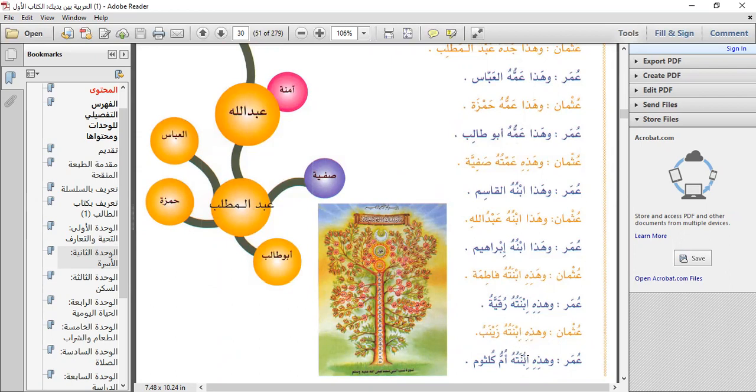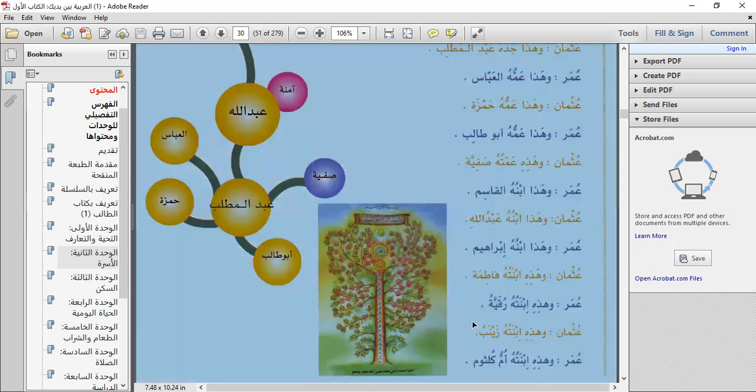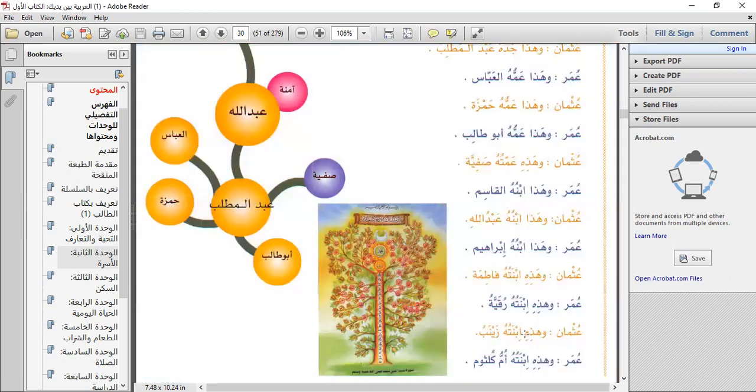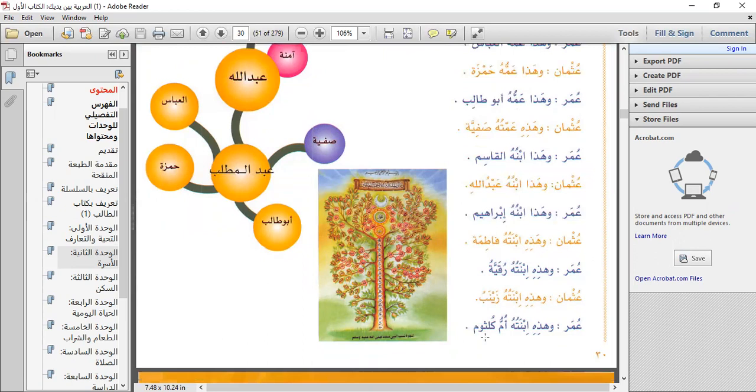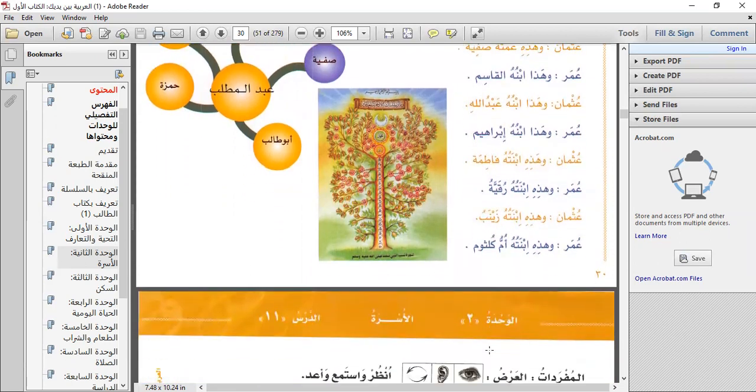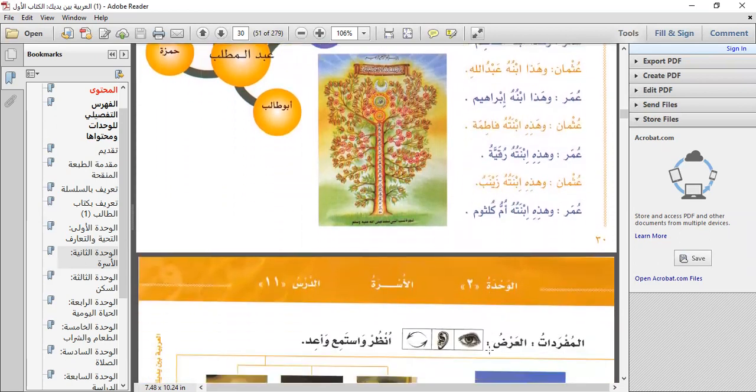And wa hadhihi bintuhu, Umm Kulthum. Now here, when it's attached, you can say ibnatuhu or just bint. Both are used for female, meaning daughter. Kulthum is the name, okay? It's not just mother, Kulthum, it's her name. In Arabic, there's also something like a kunya. So Kulthum, his daughter. Fatima, Ruqayya, then Kulthum.